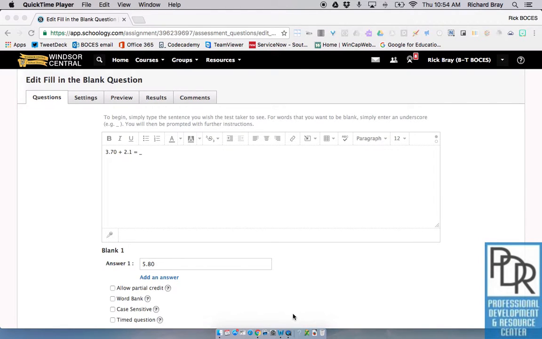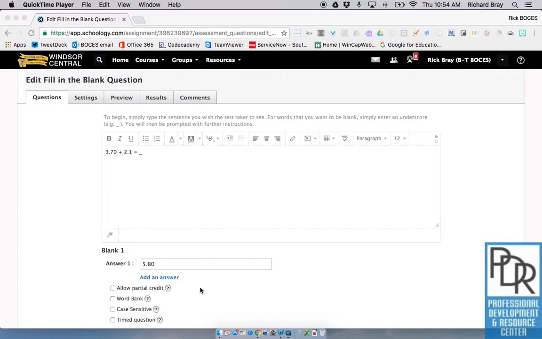So Schoology offers you a way to put in multiple correct answers for a blank. Here I am looking at a question in a quiz test assessment within one of my courses. You can see the problem is 3.70 plus 2.1. Well, mathematically the answer is 5.80, but a student might also put 5.8 and technically they're right.